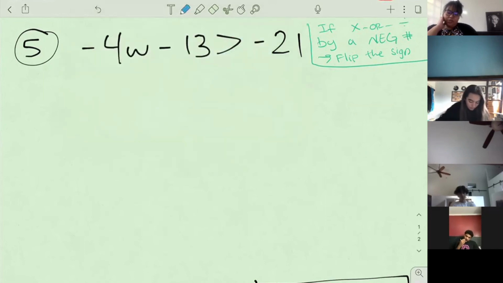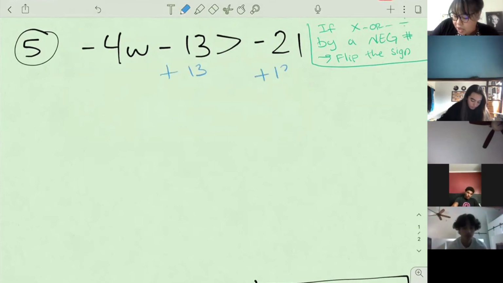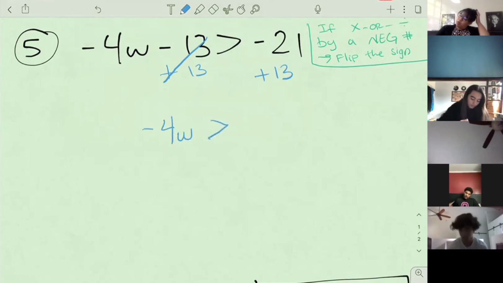All right, Jordan, what's our first step? I added 13 to both sides. Good, good. So we're going to add 13 to both sides. Because we're not multiplying and dividing, we don't have to worry about it. We have negative 4w is greater than negative 21 plus 13.